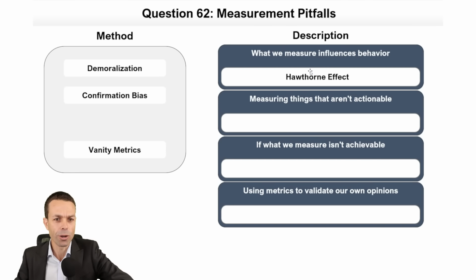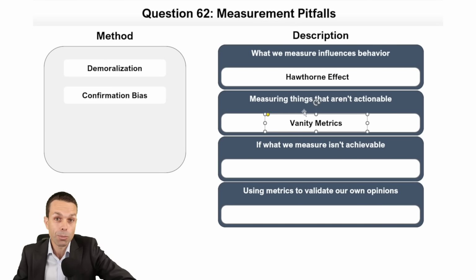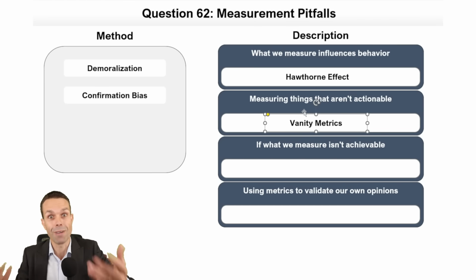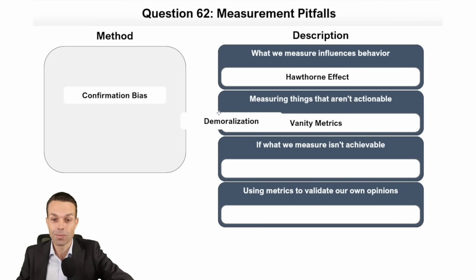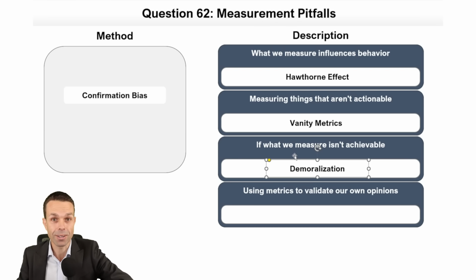Measuring things that are not actionable. That might be vanity metrics, because we're just measuring them, but we can't actually take any action on them. What's the point? It's just for our own vanity. Or as an executive, this does happen quite a bit. You've probably noticed. If what we measure is not achievable, then we get demoralized. So we're demoralized because we're measuring something and we just cannot ever see ourselves achieving it.